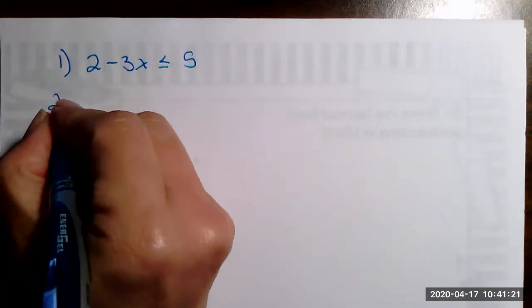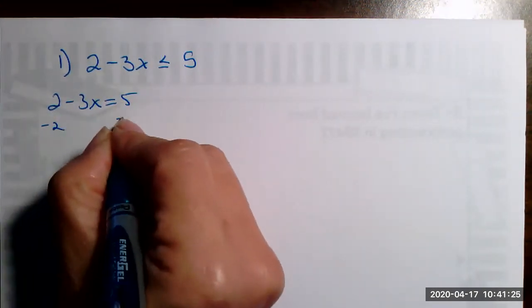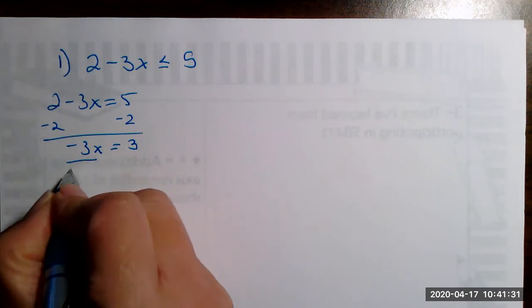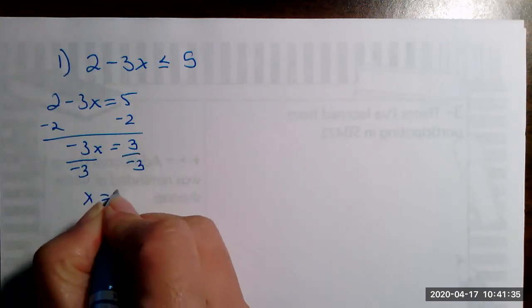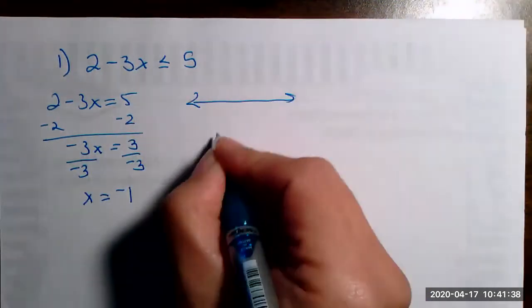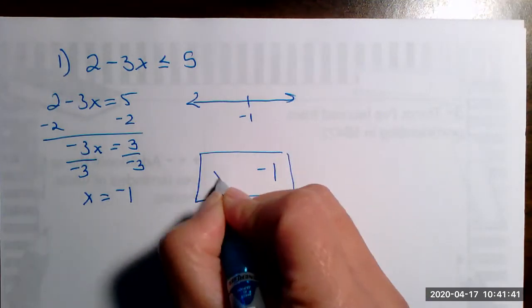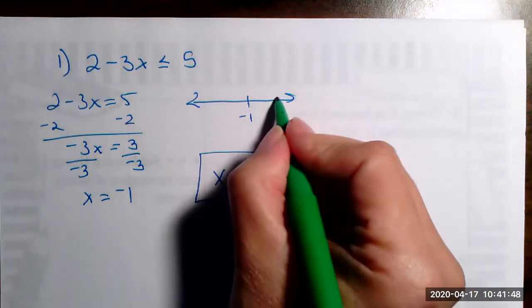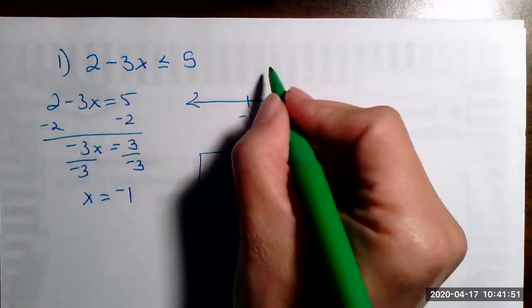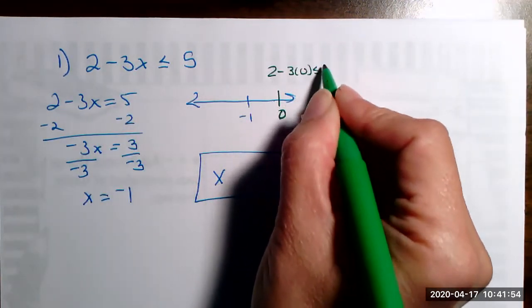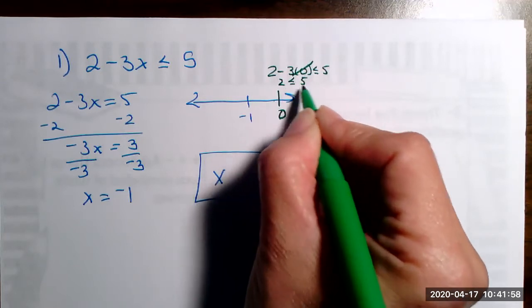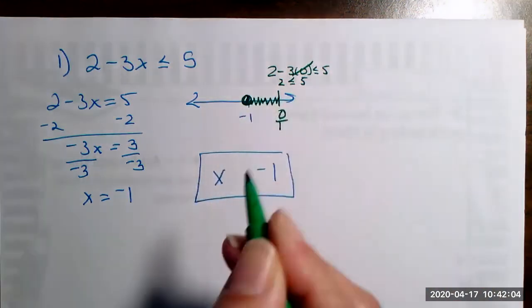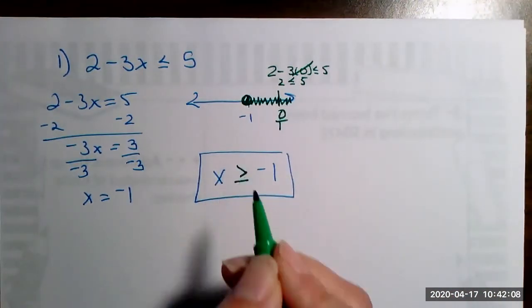All right, so just like in the past, we're going to solve this like a regular equation. Did you remember to bring down the -3? Common mistake. All right, so divide by -3, so x equals -1. We're going to put the -1 on the number line. So my final answer should be like this, x something -1. The way I determine what it is, I've got to test a point. 0 sits over here, so I'm going to plug 0 in there: 2 minus 3 times 0. I'm going to ask myself, is 2 less than 5? Yes, it is. That's true. So this is the direction I'm going to shade, so my sign is going to go in this direction.